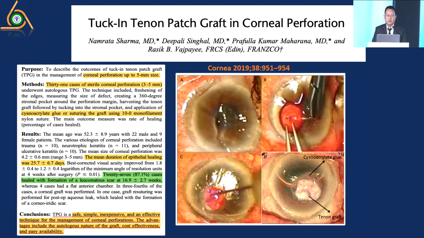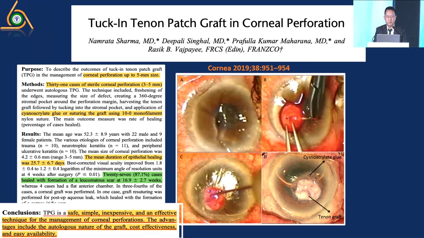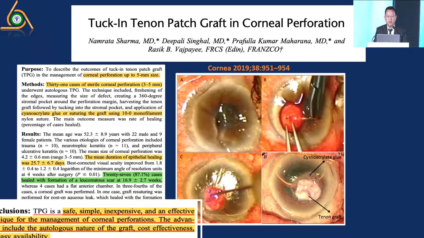Another, this tucking Tenon patch graft, has been described by Dr. Namrata and Dr. Vajpayee et al. In this they have shown that for perforations of 3 to 5 millimeter size, the tucking Tenon patch graft can be used, and the mean duration of epithelial healing is around 4 weeks. The tucking Tenon patch graft with glue is an inexpensive, simple and safe procedure.